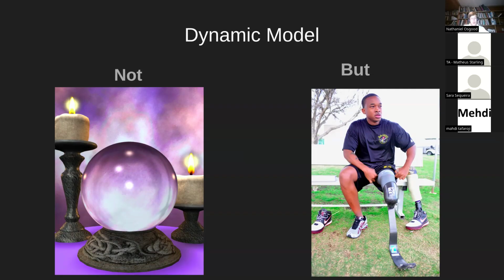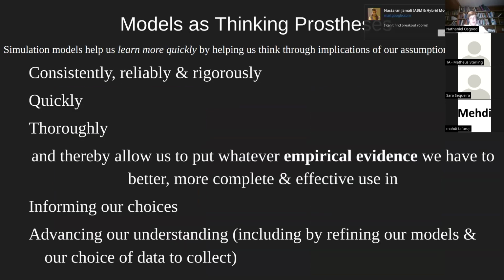That's what models do. But instead of being physical limitations they deal with, they are cognitive limitations. They help us achieve something close to full functionality despite our cognitive limitation. So they are thinking prostheses. They help us reason more consistently, reliably, and rigorously about the world. They help us think things through more thoroughly.